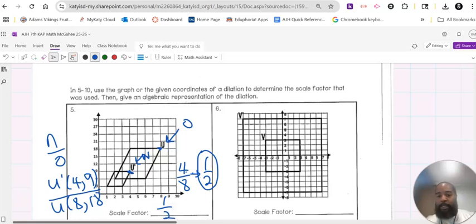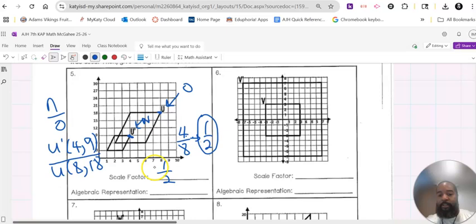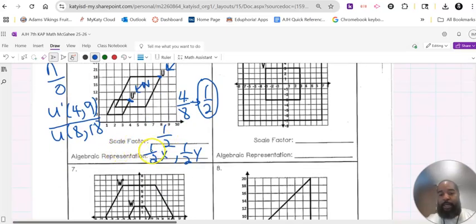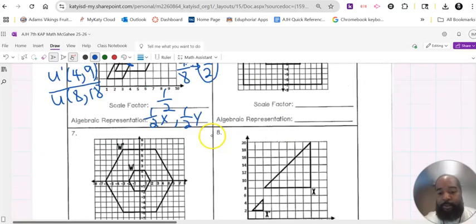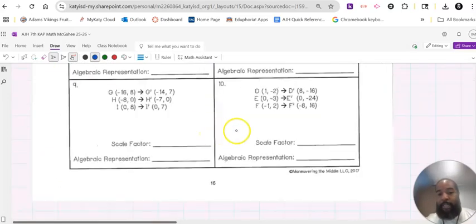Okay, and then it says after we figure out our scale factor, what is the algebraic representation? Well, that tells me that it's 1/2 x comma 1/2 y. Okay, so you're going to go through the rest of those questions and figure out your scale factor by setting up new over original. And then you're also going to apply the scale factor to make your algebraic representation. So pay attention to which ones are new and which ones are original. And then the same thing for 9 and 10.